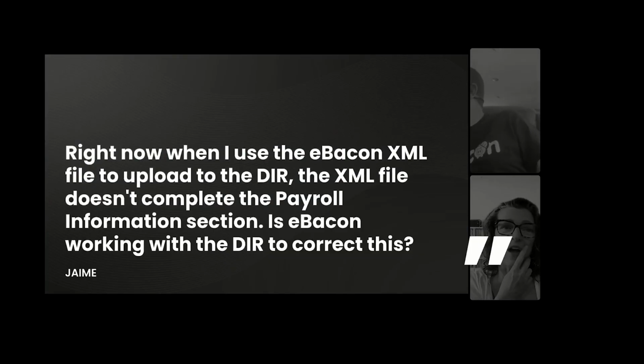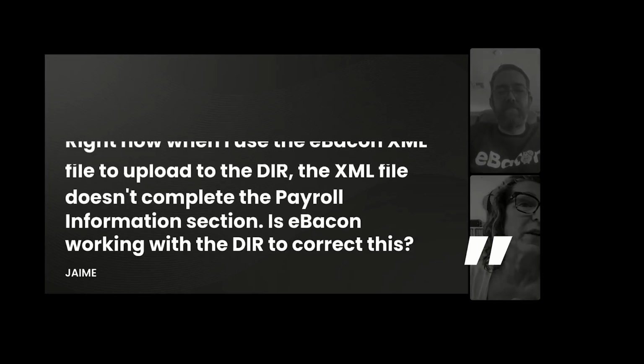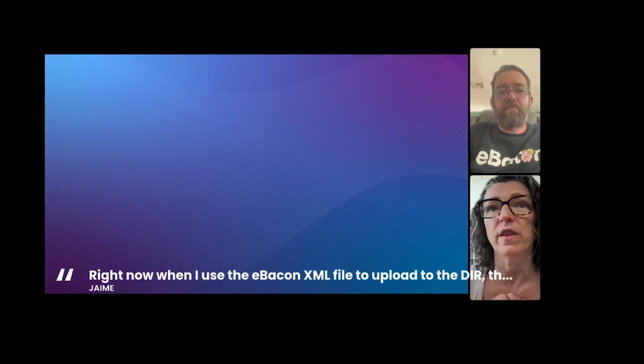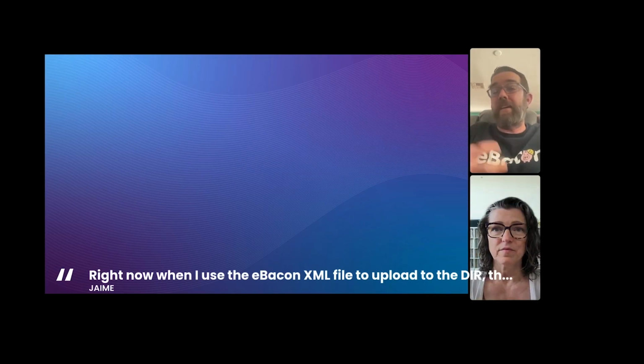Okay, yeah. Right now, when I use the eBacon XML file to upload to the DIR, the XML file doesn't complete the payroll information section. Is eBacon working on that? Yeah, so the XML file that they're accepting has not changed. It is the actual receiving end on the DIR side. It's not eBacon. We've actually had our file vetted through the DIR. They say it's 100% perfect. It is definitely on their side.